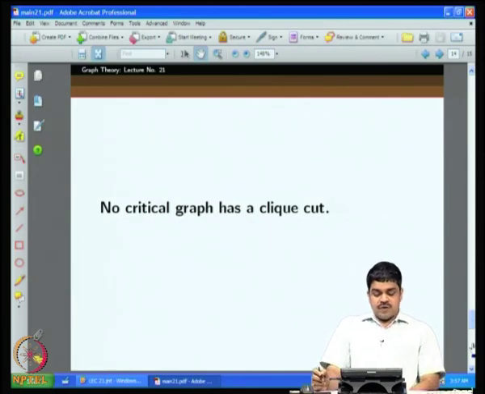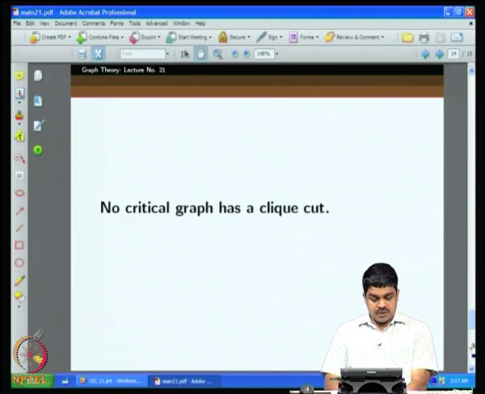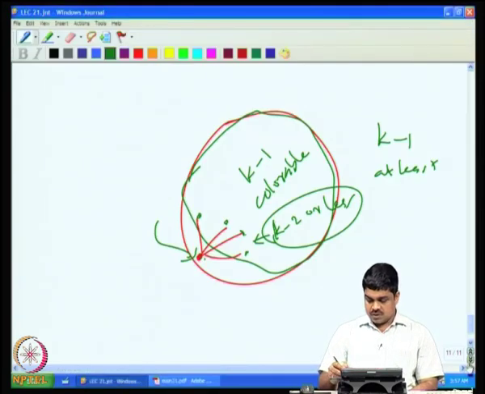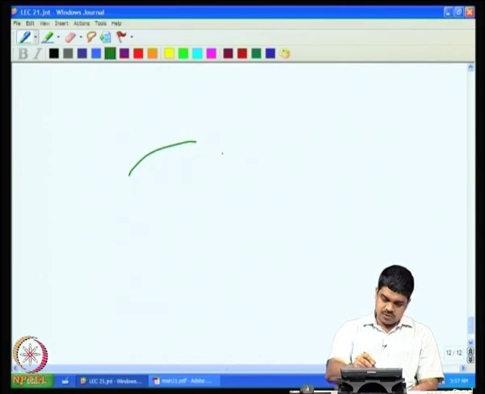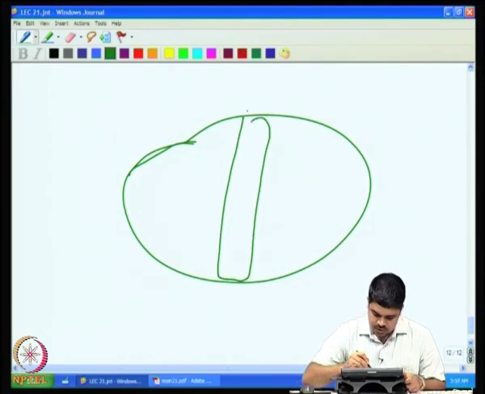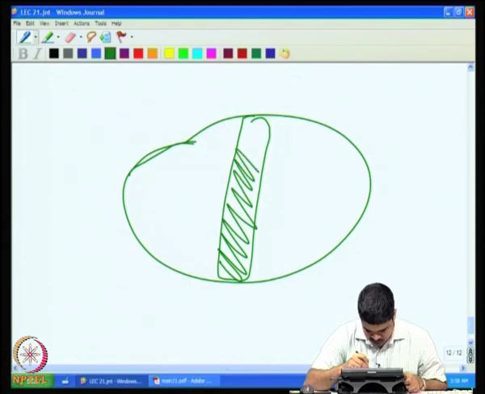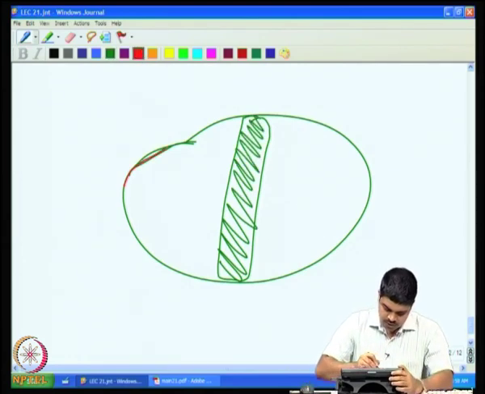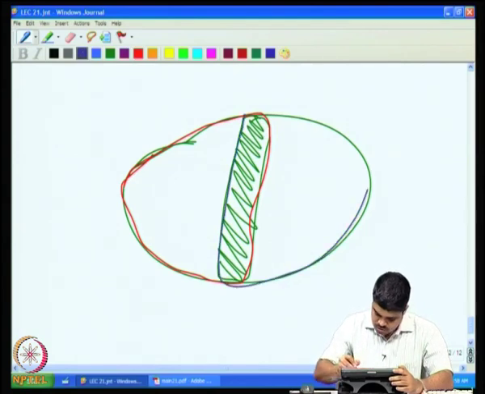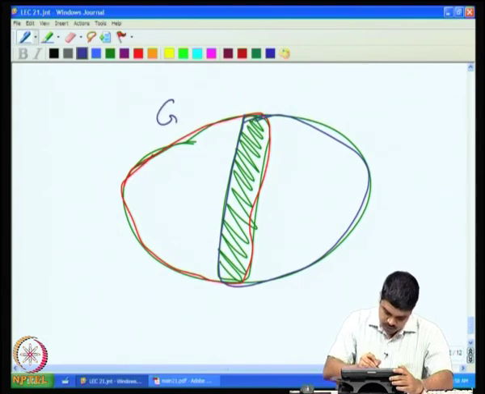Now another property of a critical graph is that no such critical graph can have a clique cut. Why is it so? The reason is, suppose this is a graph and you have a cut here which is a clique. Now we can consider these two graphs. This is a smaller graph and this is another smaller graph. This is G1, this is G2.